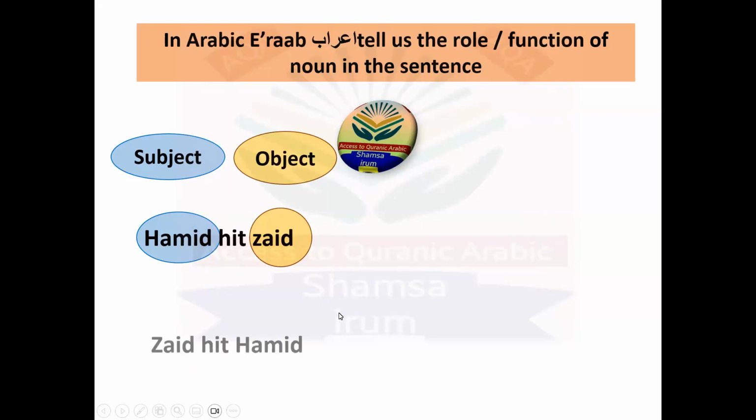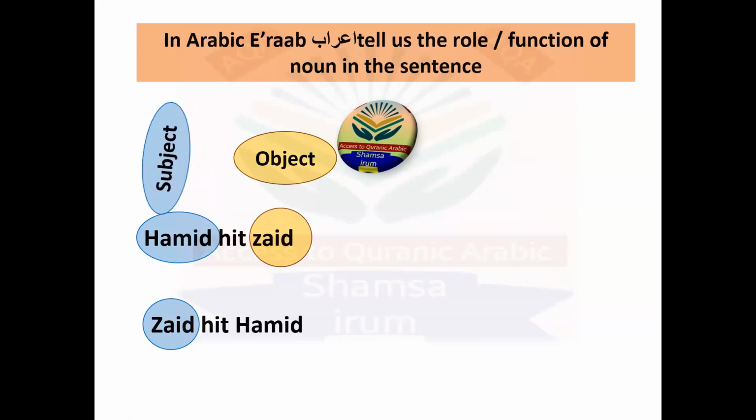Now if I change the positions of the words, if I bring Zaid to the beginning and Hamid to the end, does it give the same meaning, or will the meaning change? Of course, the meaning will change, because the nouns change their positions. So Zaid is in the beginning, so in this sentence Zaid acts as a doer, as a subject, while Hamid now acts as an object. The translation will be totally changed. Now the doer is different and the object is different.